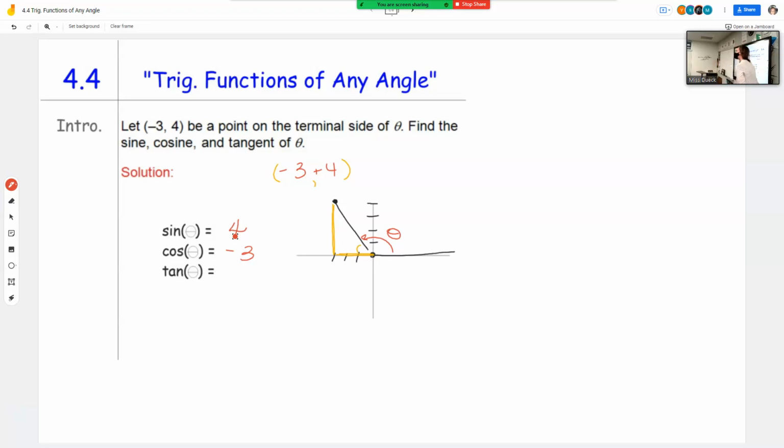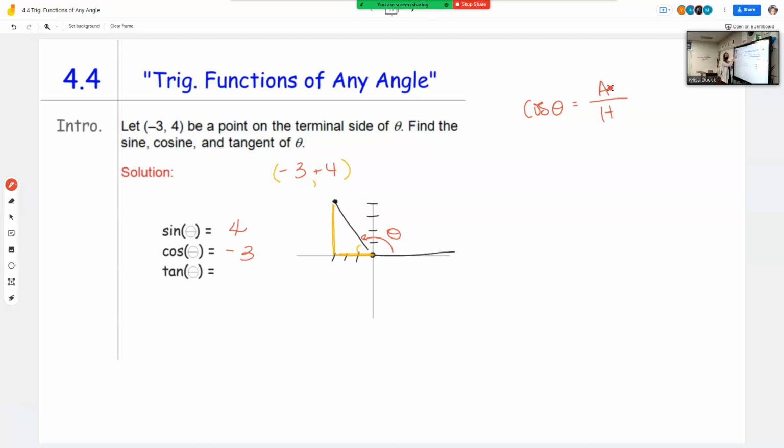Wait a minute. But I thought sine and cosines were ratios of opposites over hypotenuse and adjacents over hypotenuse. What's the biggest side of a right triangle? The hypotenuse. So is this ever going to have the numerator be bigger than the denominator if that's the biggest side?